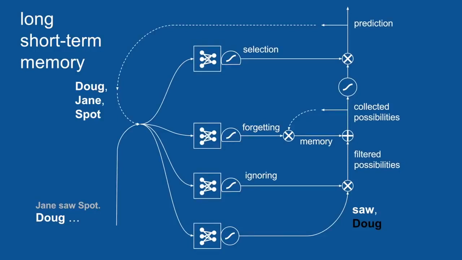This example is so simple we don't need to focus on attention or ignoring, so we'll skip over it for now. And this prediction of saw, not Doug, is passed forward.